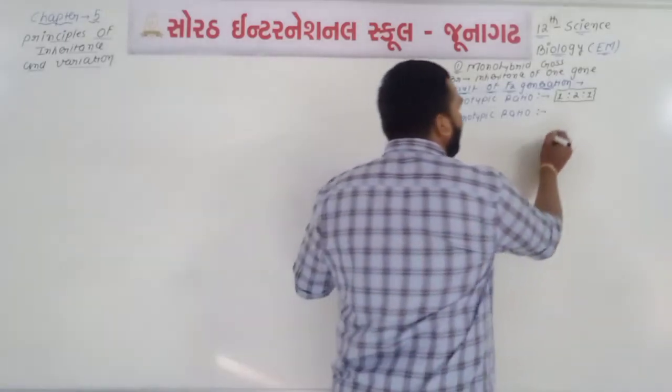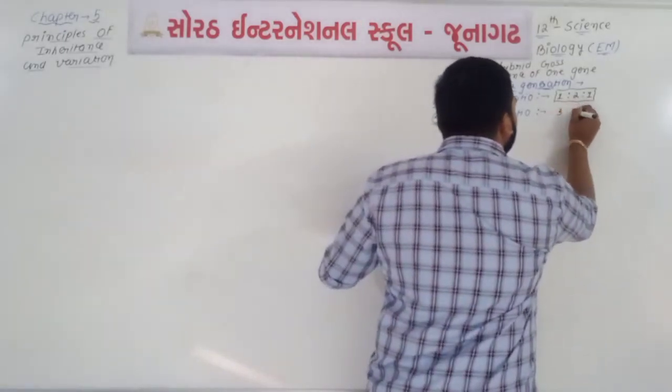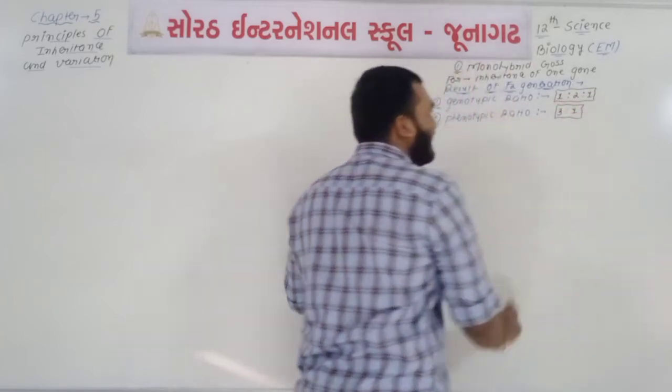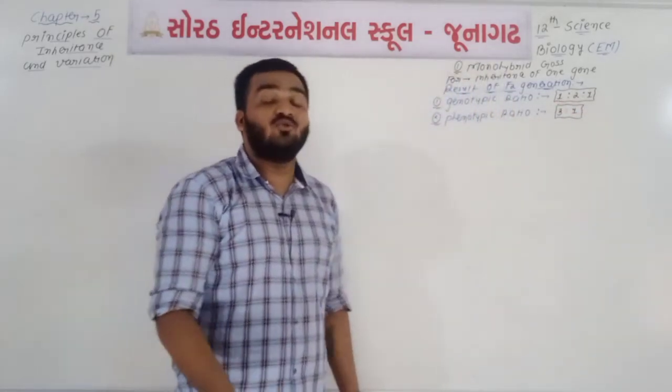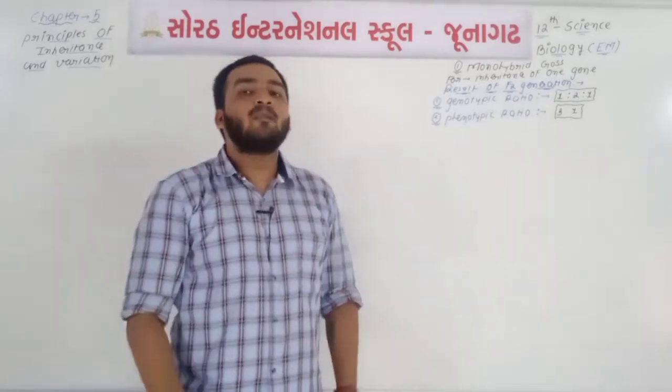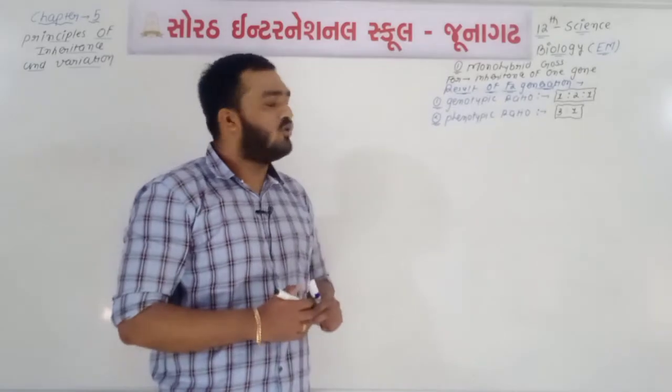What about the phenotypic ratio? It is 3:1, which means 3 tall and 1 dwarf plants, and 75% to 25%, or 3/4 to 1/4. That is all about the monohybrid cross.